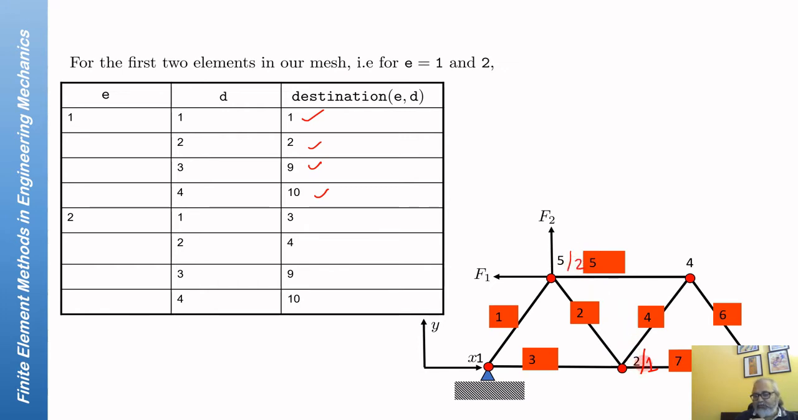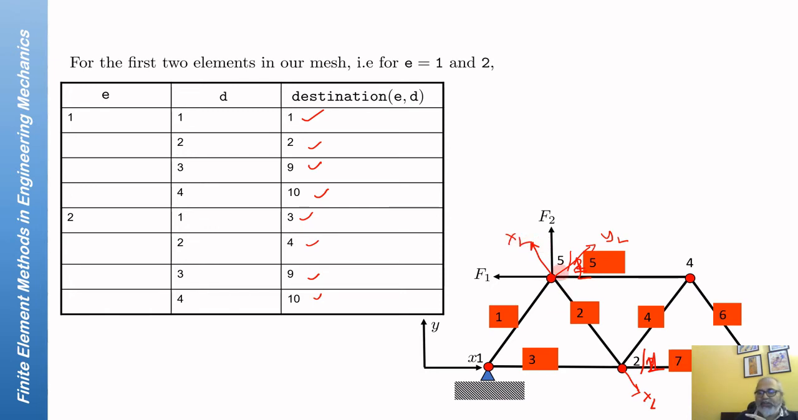Then this is associated with 3 and 4, and this is associated again with 9 and 10. So the destinations are 3, 4, 9, 10. If you had called this as the local node 1 and this as the local node 2, then it would have been 9, 10, 3, 4. And in that case, your XL axis would have been like this, YL would have been like this. We have taken this to be 1 and this to be 2, so our XL is pointing in this direction.